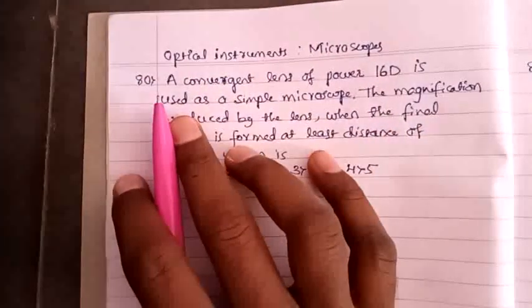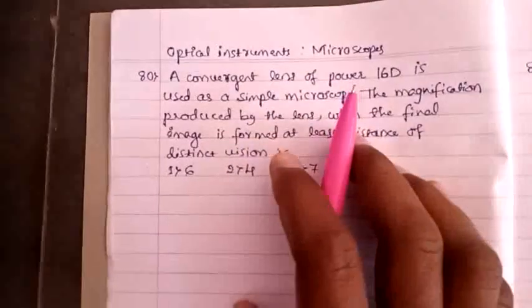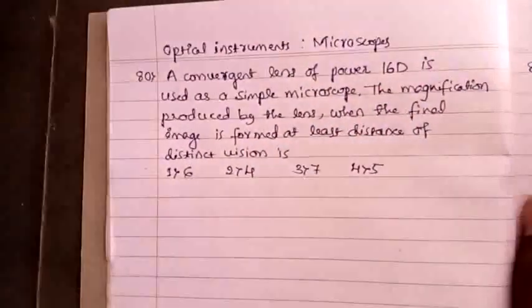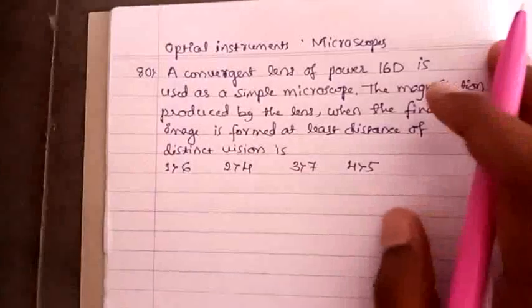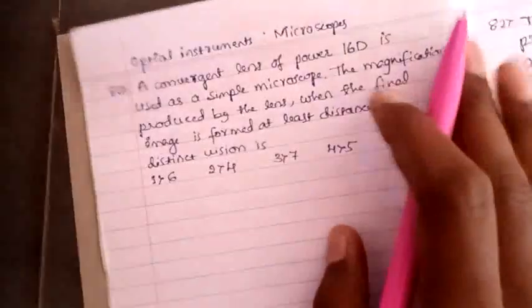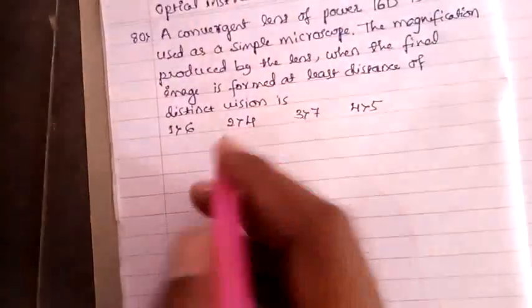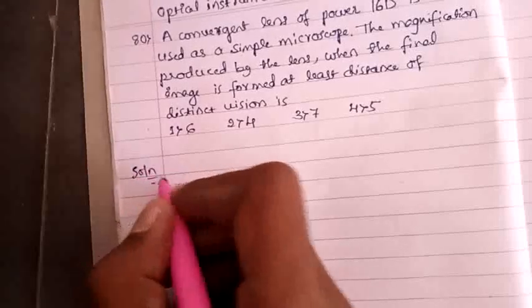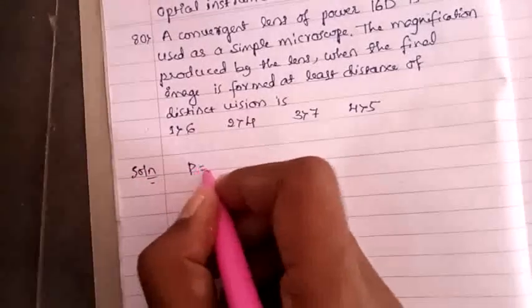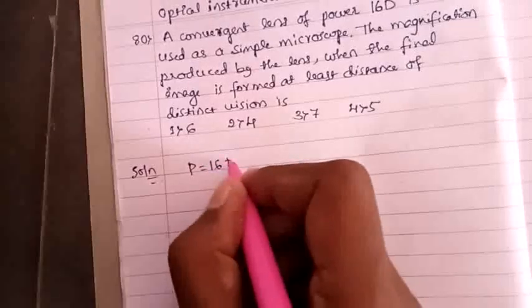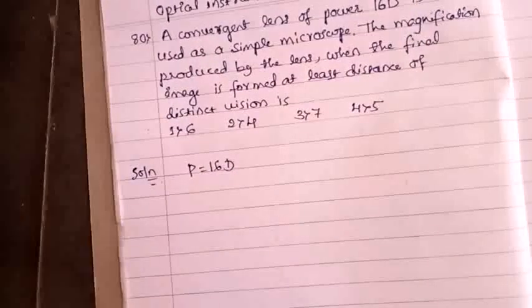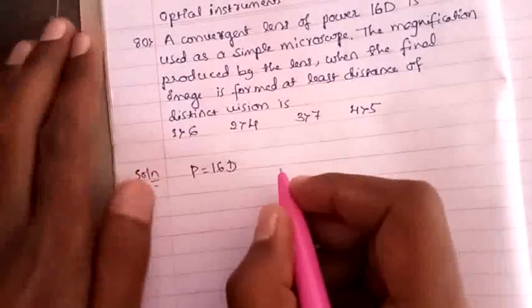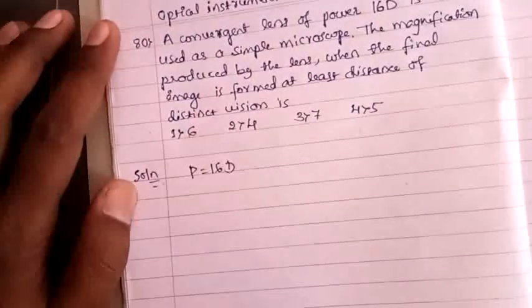Question number 80: a convergent lens of power 16 diopter. Convergent lens means here a convex lens. What is the power given here? 16 diopter. Solution: power given is 16 diopter, and diopter means per meter.